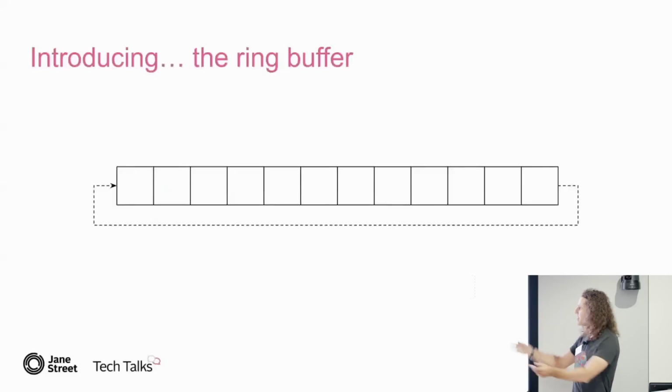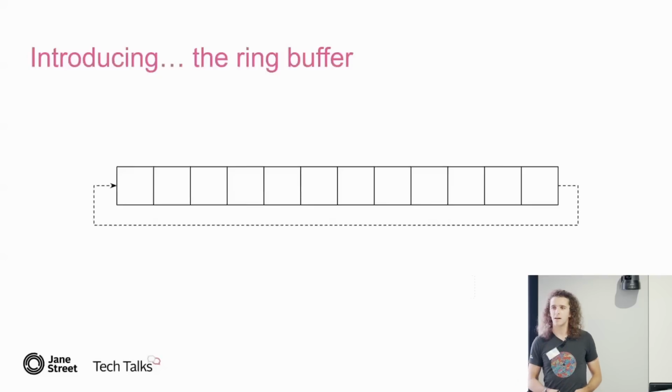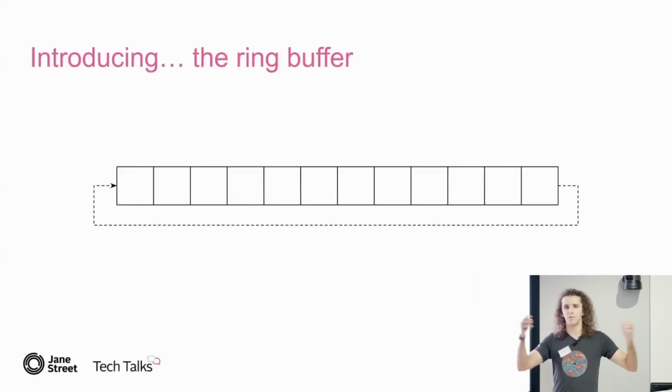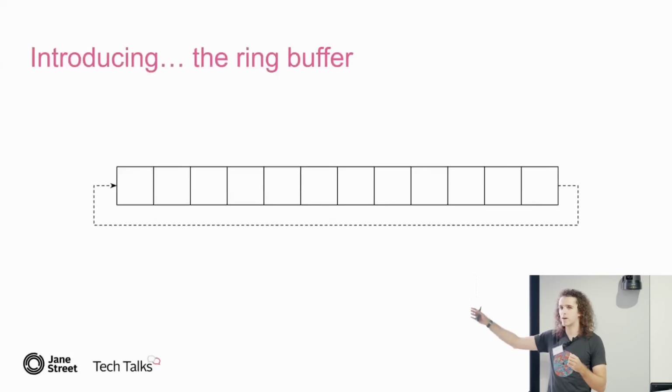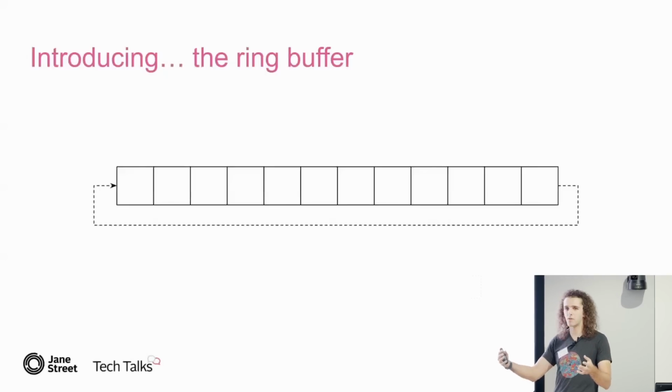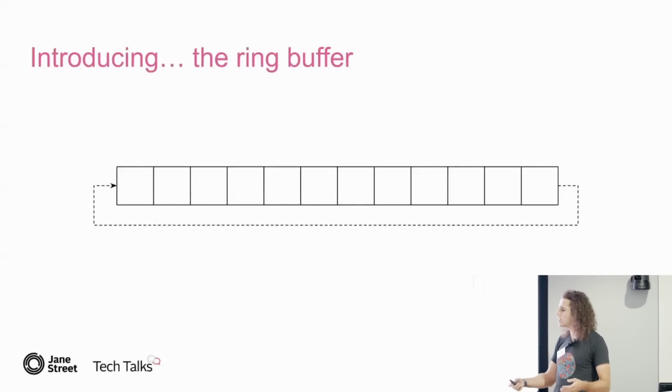Without further ado, let's introduce the ring buffer. We're going to be using this ring buffer a lot in this talk. A ring buffer we can think of as an array with fixed-sized cells, and once you get to the end of the array, you loop back right around to the start. Very simple. We can establish some ring buffer between two processes on a machine and go from there.